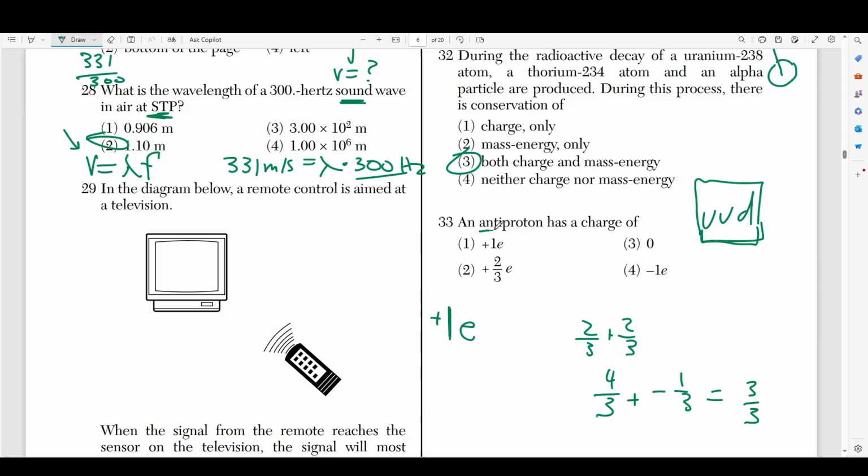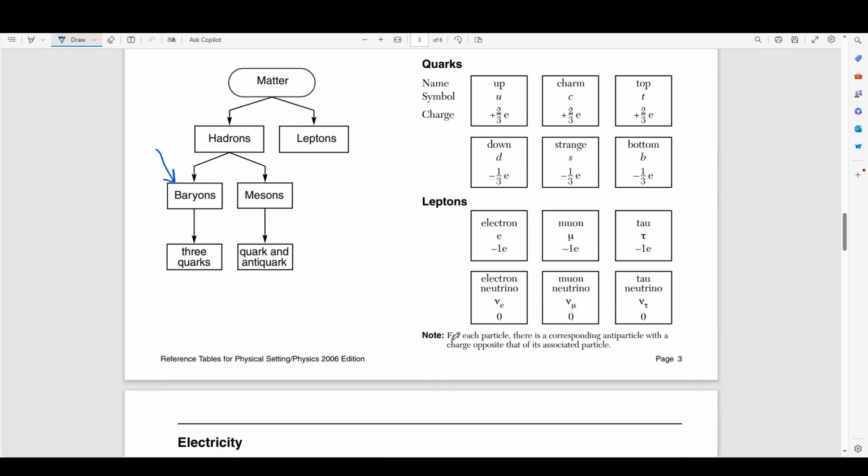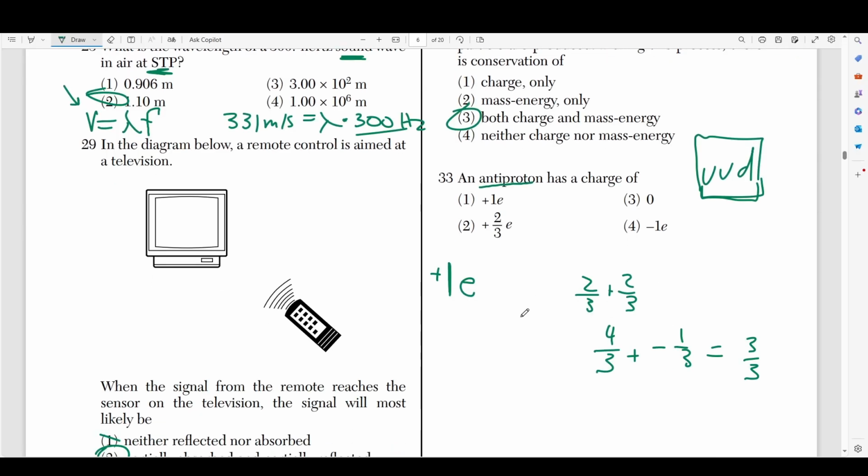Now here it's asking us for the antiproton. If we look at this, it says for each particle there's a corresponding antiparticle with a charge opposite of that associated particle. So here, whenever you see anti in the front, just switch the sign to the opposite. So because I have positive 1e, I now have negative 1e, which is choice 4.